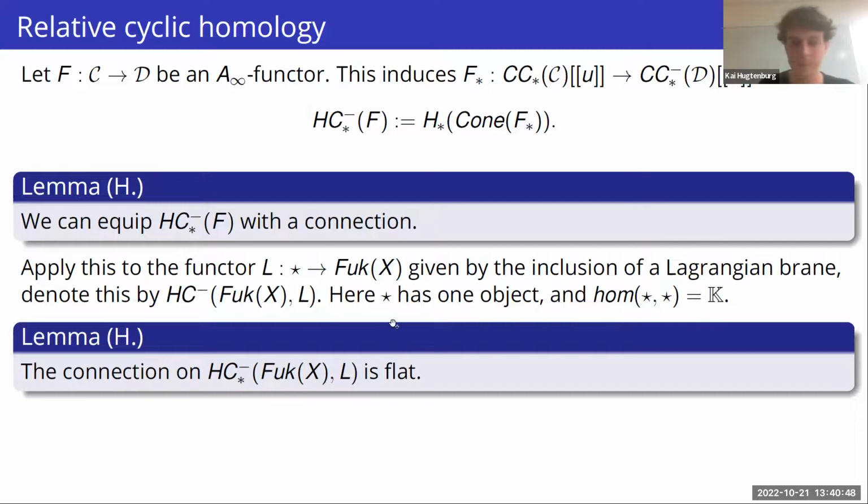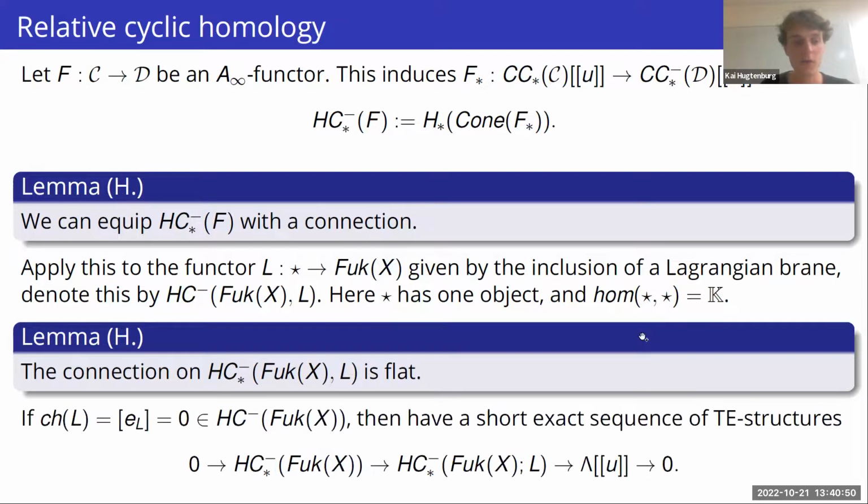And moreover, if you assume that the Chern character of your Lagrangian, which for me means the class of the unit on this Lagrangian, is 0 inside the negative cyclic homology of the Fukaya category, which under the open closed map corresponds to your Lagrangian having 0 fundamental class in X, then you have a short exact sequence again of TE structures, but this one goes the other way around. So you have the absolute negative cyclic homology of the Fukaya category that maps to the relative cyclic homology, and that maps to the Novikov field adjoined u.